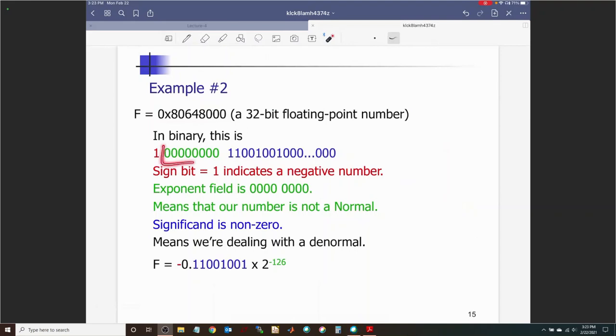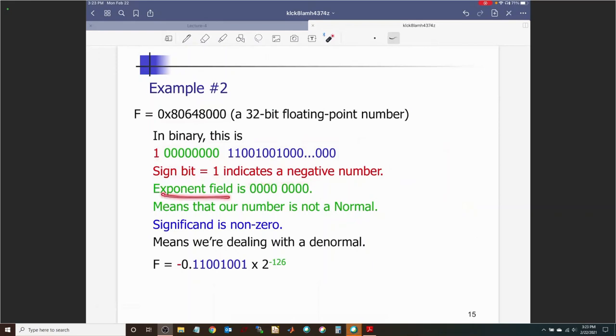Notice 8 zeros. The moment you notice these as 8 zeros, you know that either the number is 0 or the number is denormalized. Next, you perform a check on these 23 bits. The moment you see that these are non-zero, you know it's a denormalized number. So the first bit is sign. We see that it is 1. We understand it's a negative number.